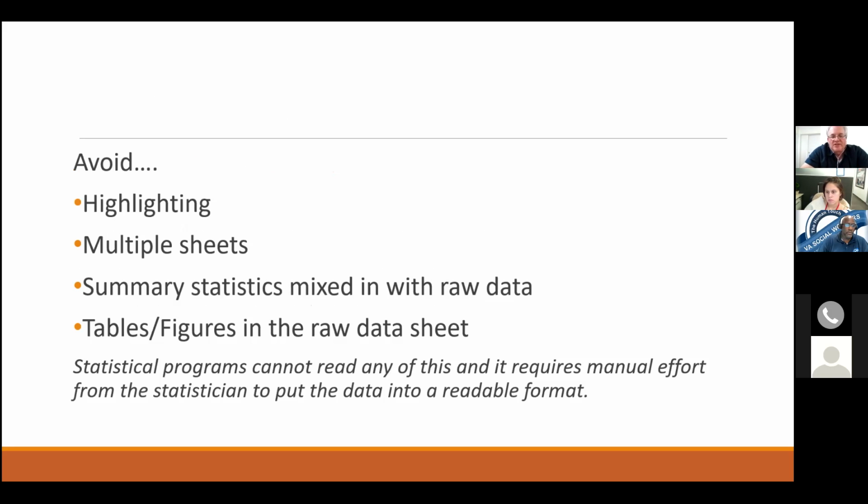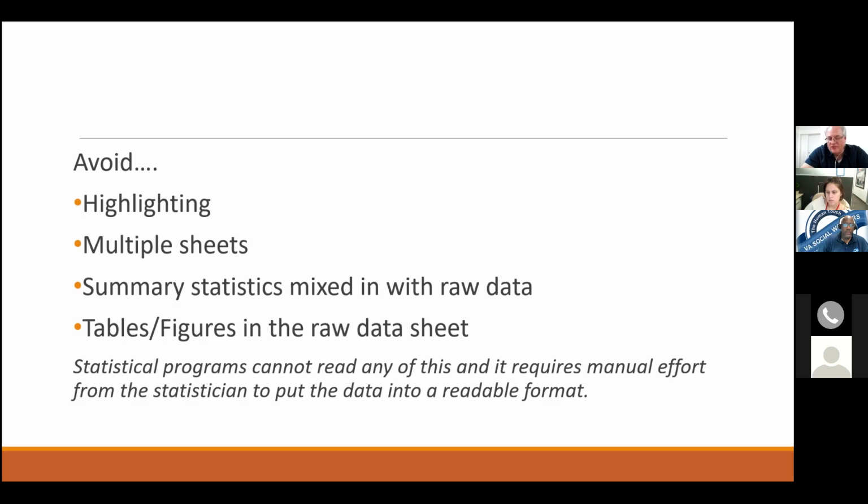You want to avoid things like highlighting. So in your Excel file, when you're collecting your data, you ideally should have it on one sheet in the file. You don't want to have multiple sheets where sheet 1 is like patient 1, sheet 2 is patient 2. You want to have it all in one file.